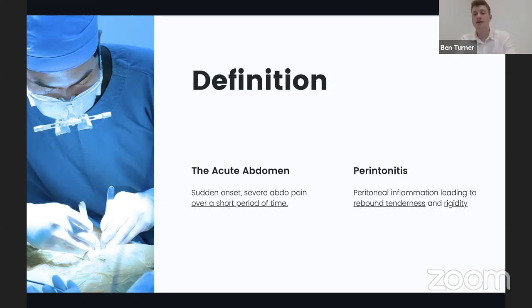The acute abdomen itself is different from peritonitis. So peritonism is a sign that's elicited when there's peritoneal inflammation, and it causes rebound tenderness or percussion tenderness and also rigidity. So you can have an acute abdomen without peritonitis, but peritonitis is an acute abdomen, if that makes sense.